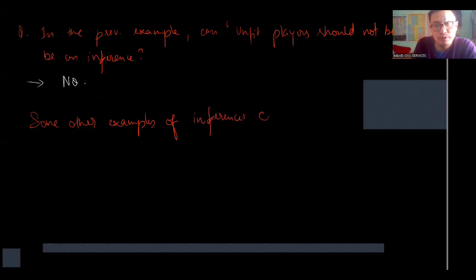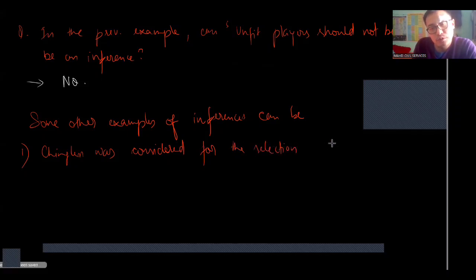Of inferences can be: number one, Chinglen was considered for the selection of the team, to be a member of the team.